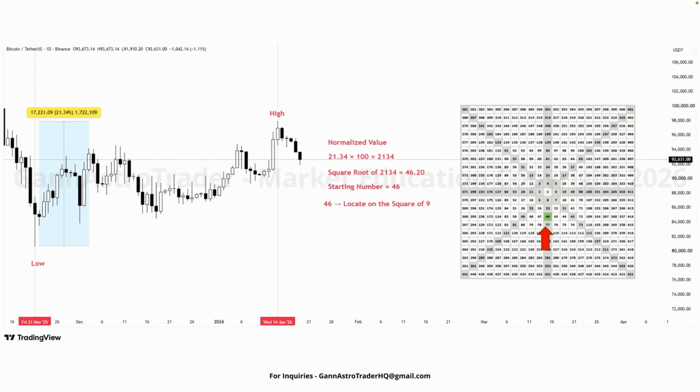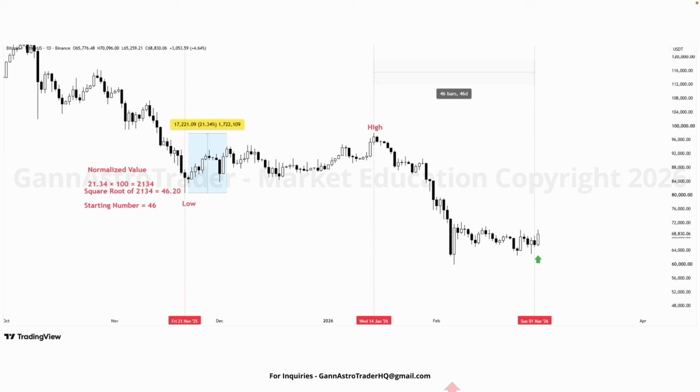Rather than making a prediction immediately, we now allow the market to reveal whether this mathematical relationship has any practical significance. The next step is projecting the first future date generated from this position on the square of 9. Using the square of 9 progression, the first projected timing window falls 46 calendar days after the swing high. That projection lands on 1st of March, 2026.